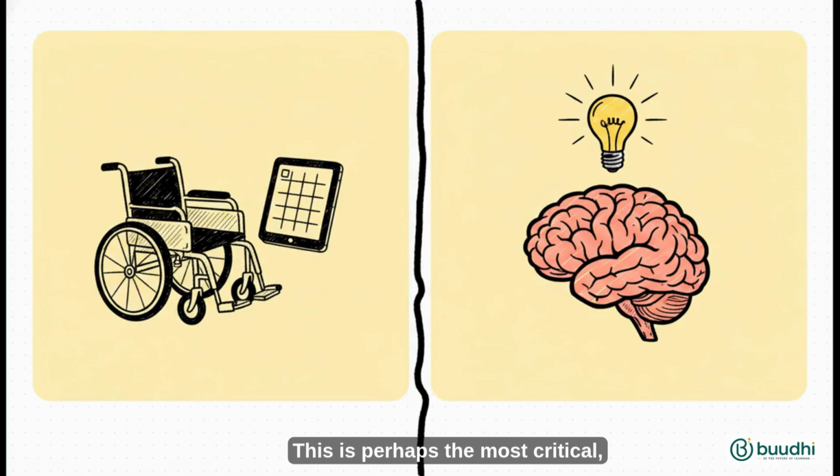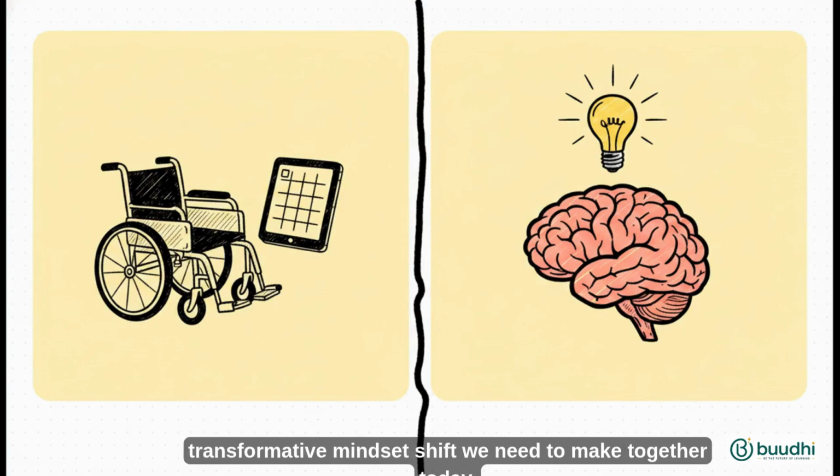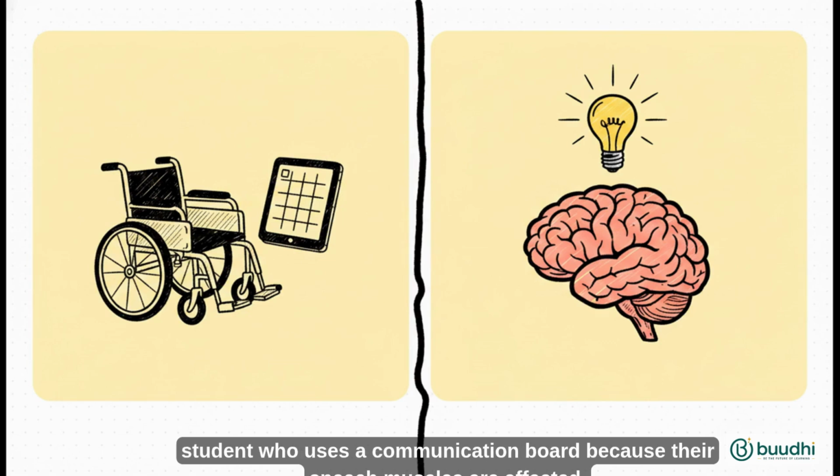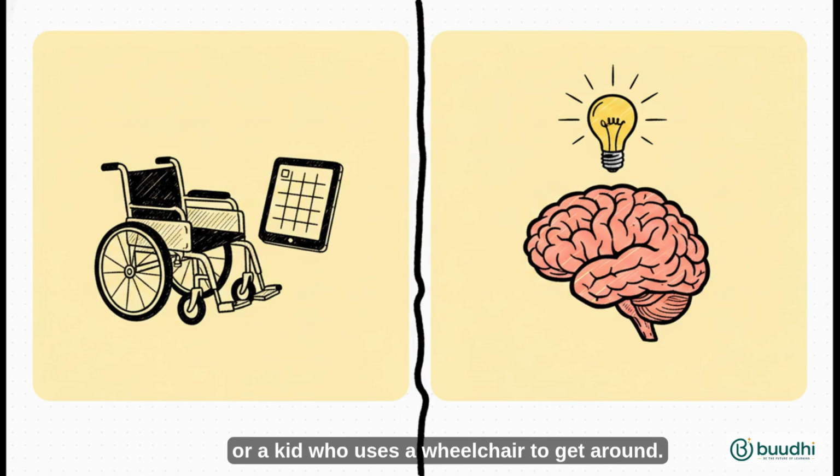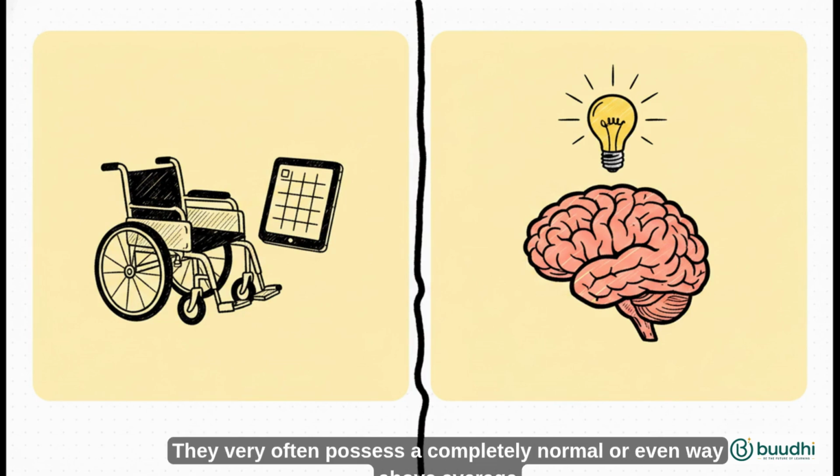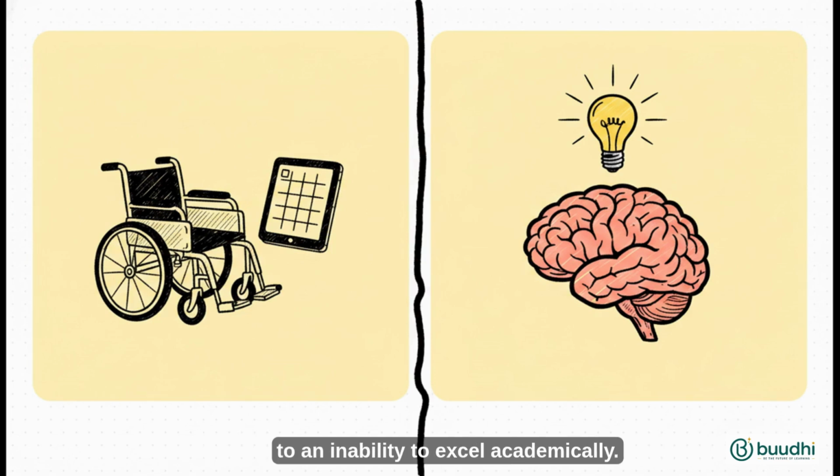This is perhaps the most critical, transformative mindset shift we need to make together today. You must firmly, unequivocally separate a student's motor skills from their intellect. A student who uses a communication board because their speech muscles are affected, or a kid who uses a wheelchair to get around, they very often possess a completely normal or even way above average intellect. Never, ever assume that a physical limitation equates to an inability to excel academically.